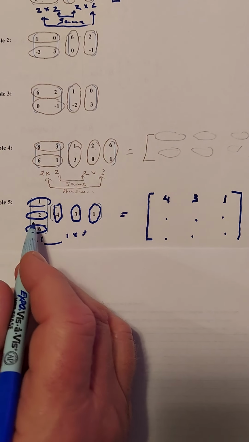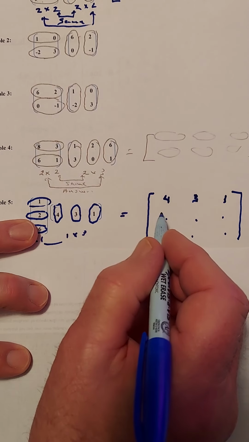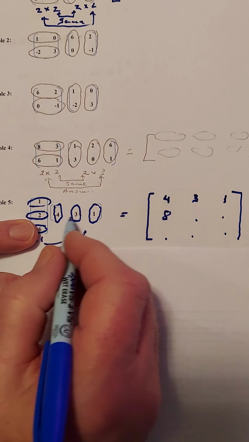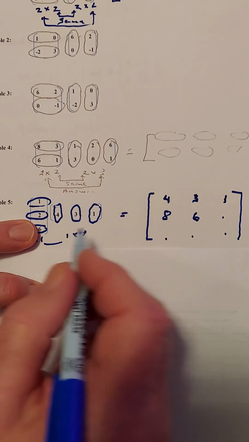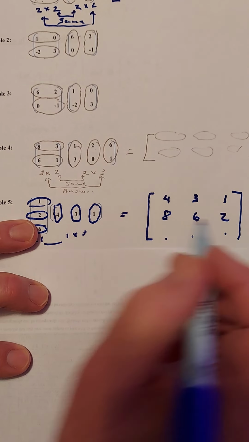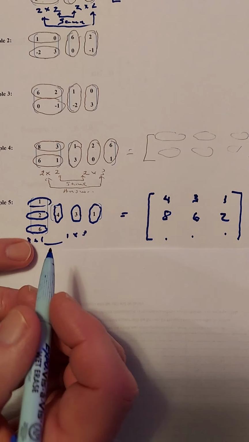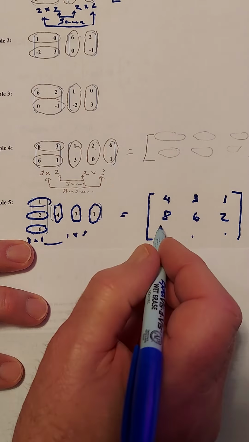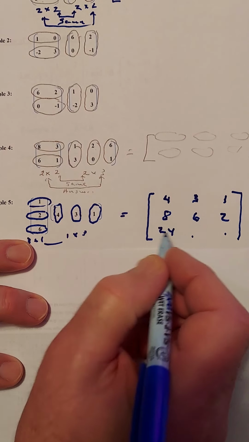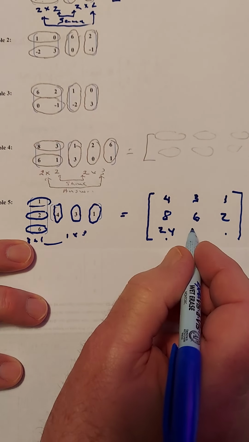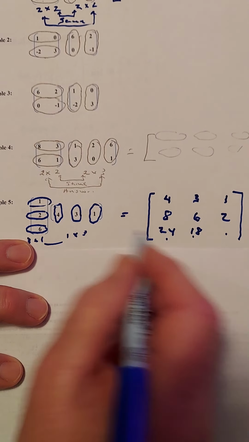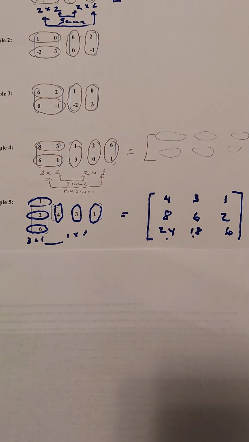Now we go to the second row. 2 times 4 is 8. 2 times 3 is 6. 2 times 1 is 2. And the third row, 6 times 4 is 24. 6 times 3 is 18. And 6 times 1 is 6. That's your answer. That ended up being a lot easier than we first thought, I'm sure.